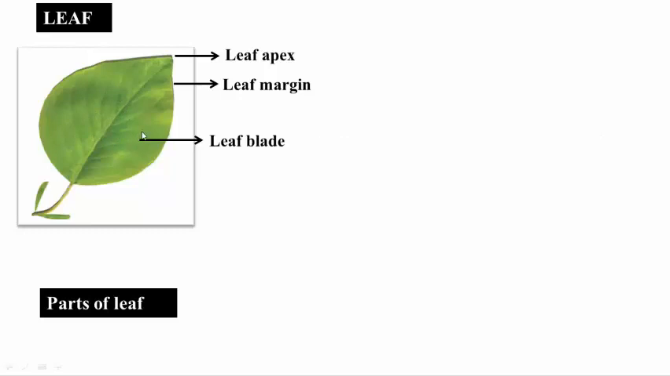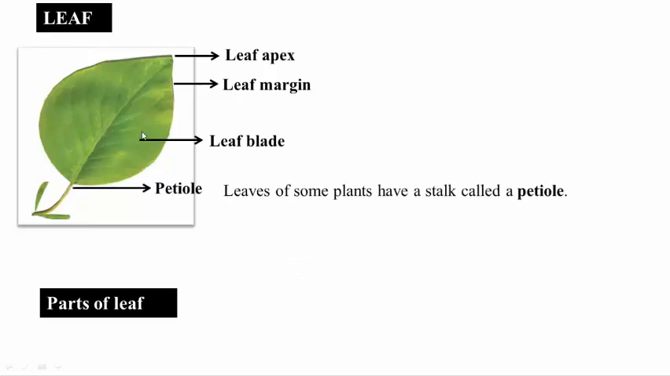Next one, petiole. What is petiole? Leaves of some plants have a stalk called a petiole. Some leaves do not have a stalk, means they do not have a petiole. Some leaves have a stalk, therefore they have a petiole. This is the petiole.